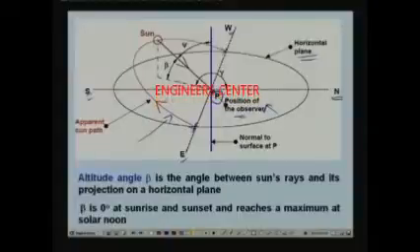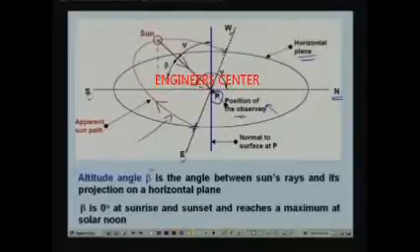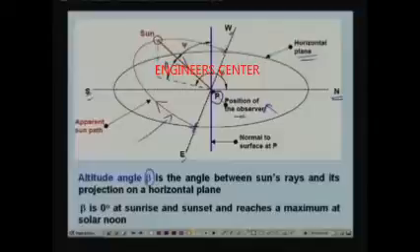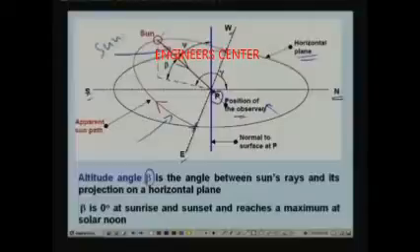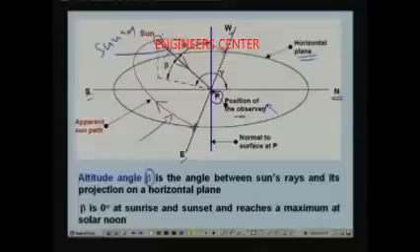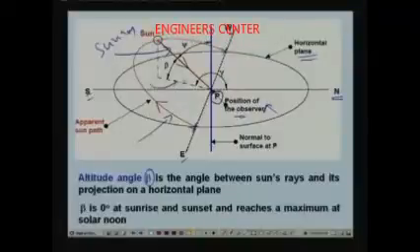Now with reference to this figure, what is the altitude angle? Altitude angle is given by beta. Beta is the angle between the sun's rays and its projection on a horizontal plane. So this is your sun, and this is the sun ray. So beta is nothing but the angle between this sun ray and its projection on the horizontal plane. The projection of the sun's ray on the horizontal plane is this. So the altitude angle is nothing but this angle, that is beta.